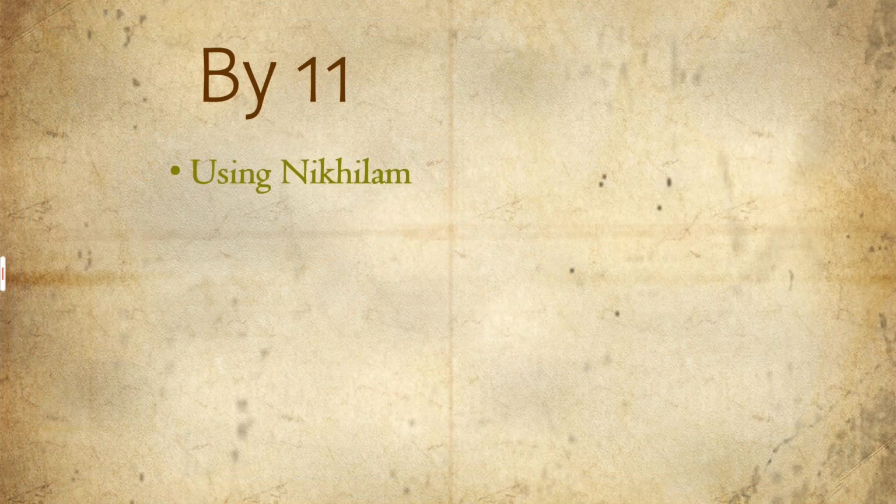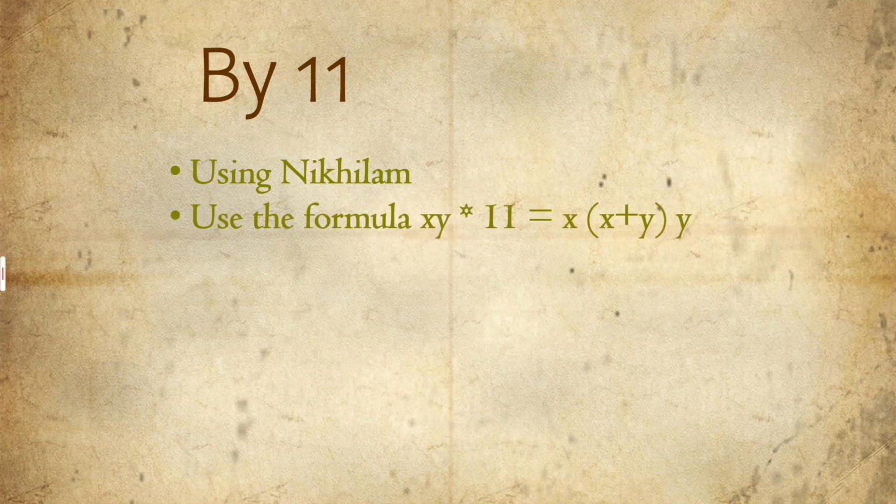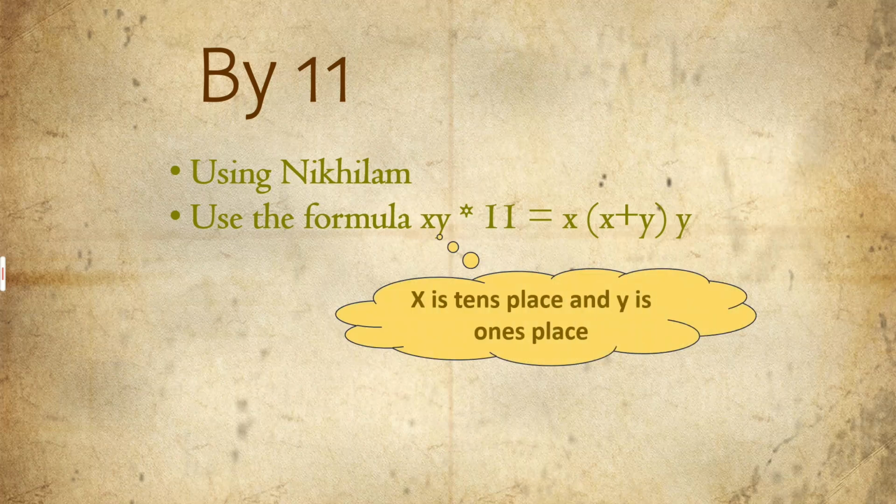This is done using Nikhilam. Now, I'm not going to go deep into how Nikhilam is used here, but the general formula that we use is xy into 11, where x is the tens place and y is the ones place, is equal to x, x plus y, y. What this means is that if we're multiplying a two-digit number by 11, we're most likely to get a three-digit or a four-digit number. Let's just consider a three-digit answer this time.